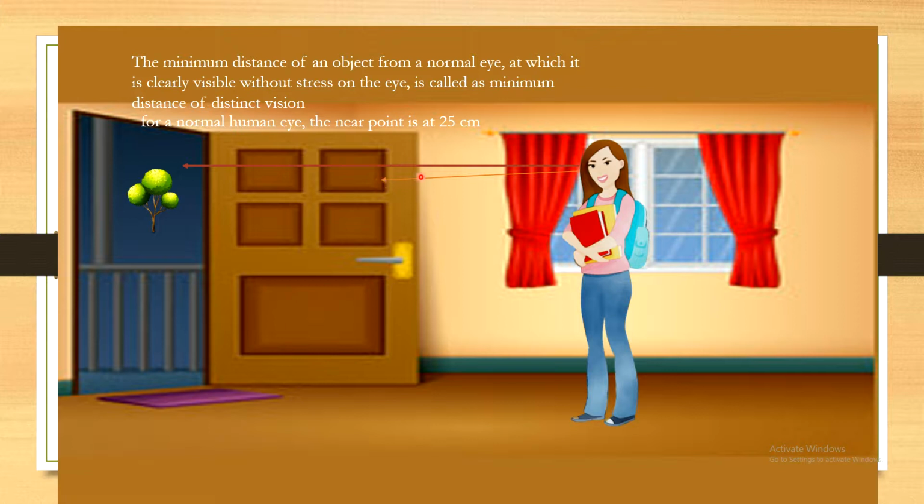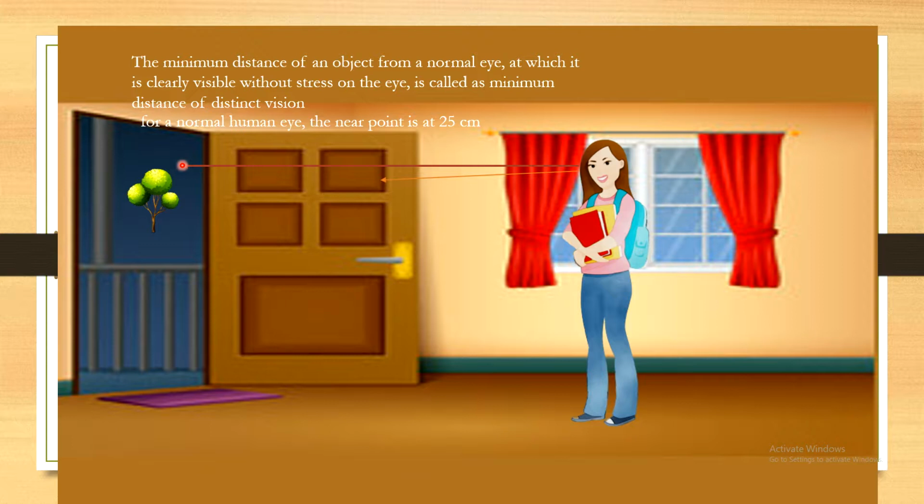Now if we observe an object at a distant place, the farthest distance of an object from the human eye at which it is clearly visible without any stress on the eye is called the farthest distance of distinct vision, and the position of the object at this distance is called the far point of the eye. For a normal human eye, the far point is at infinity.